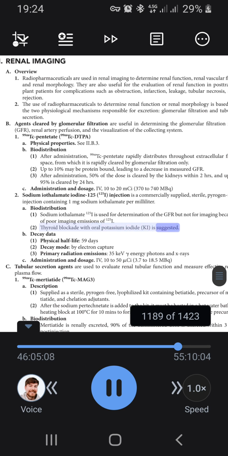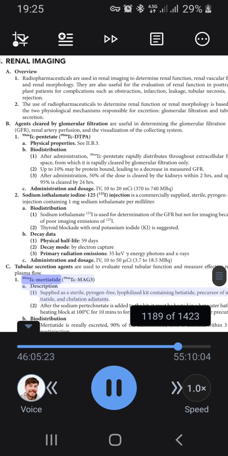is suggested. B. Decay data. 1. Physical half-life, 59 days. 2. Decay mode by electron capture. 3. Primary radiation emissions, 35 keV energy photons and X-ray. C. Administration and dosage. IV 10 to 50 microCi (0.37 to 1.85 MBq). Tubular secretion agents are used to evaluate renal tubular function and measure effective renal plasma flow.